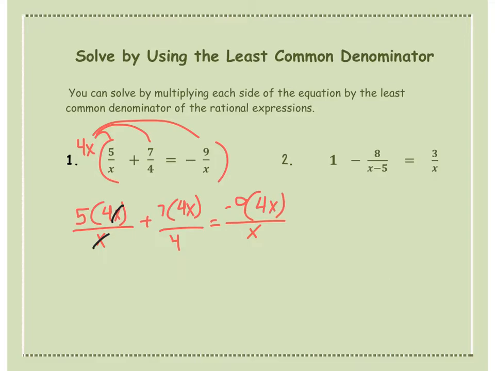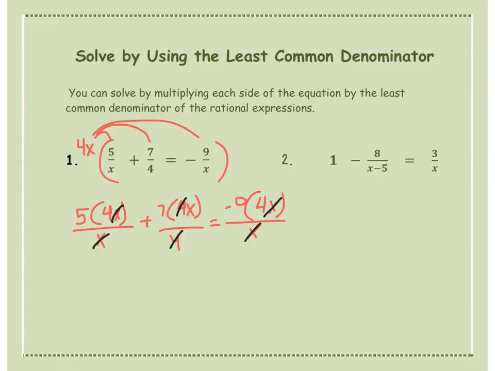Now I know before it made it seem like we could not cross off if there was a plus or minus sign. So there's no plus or minus sign here. Since we're multiplying, we can cross them off. The second fraction, the 4's can cross off. And the third fraction, the x's can cross off. So the whole purpose of doing this method is that all of my denominators are going to be gone.